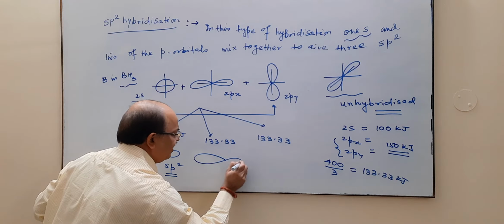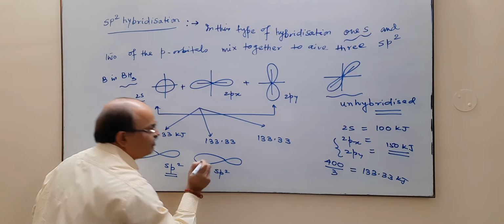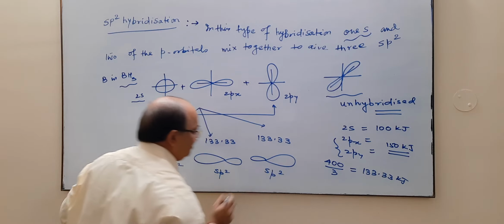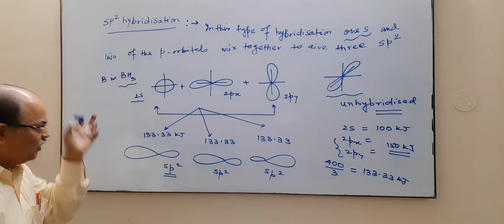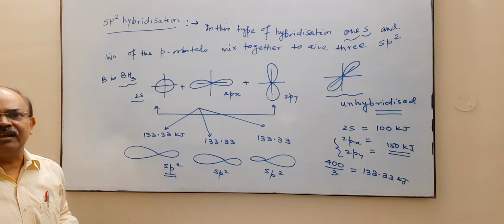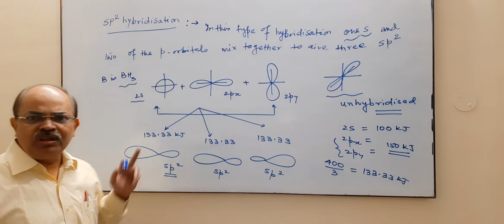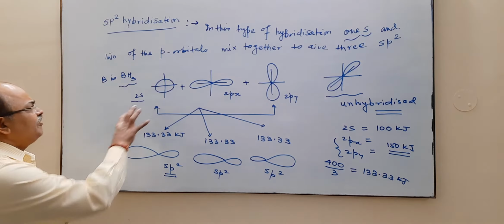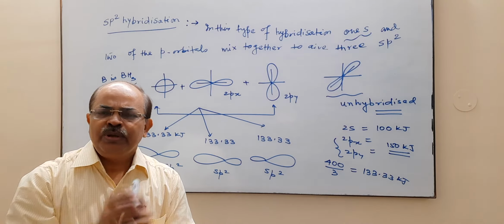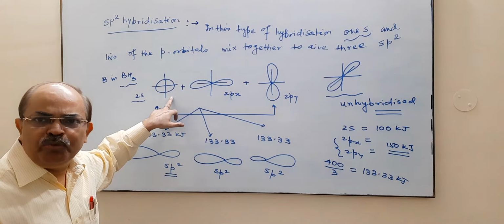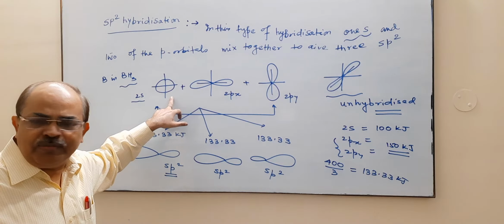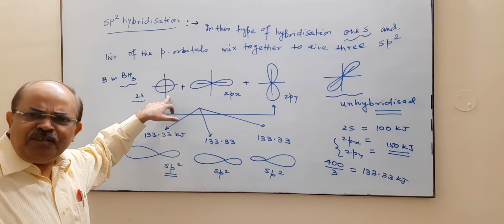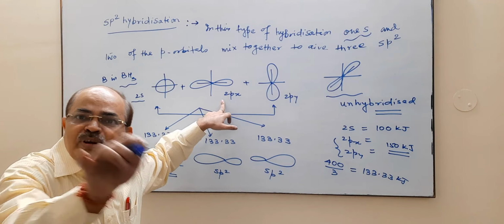Similarly, we can write this is another sp2, and this is your third sp2. Now all the three sp2 are of identical shape and equal energy, that is 133.33 kJ. Now in case of a pure s atomic orbital, when not mixed, the s character is 100%. It is 100% s, or 100% p.